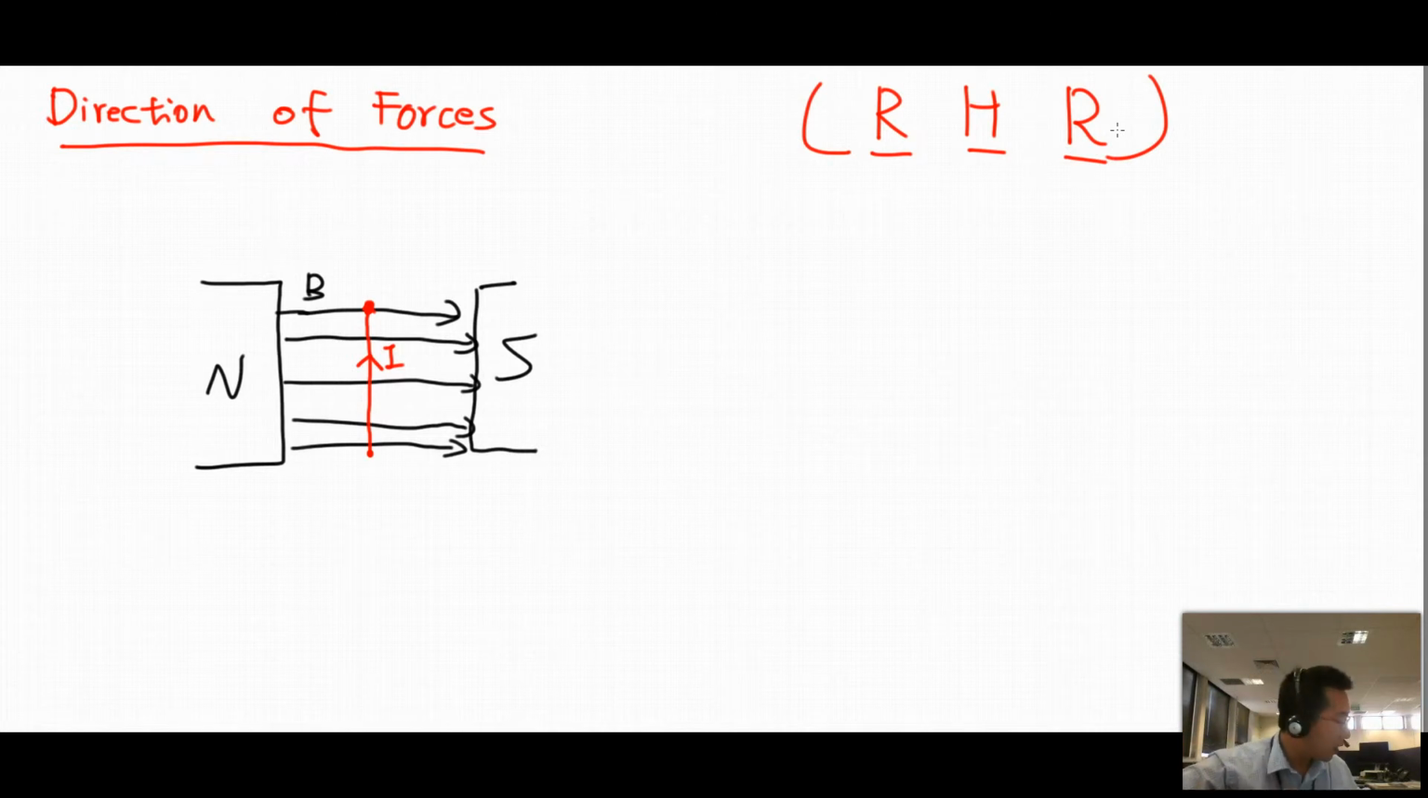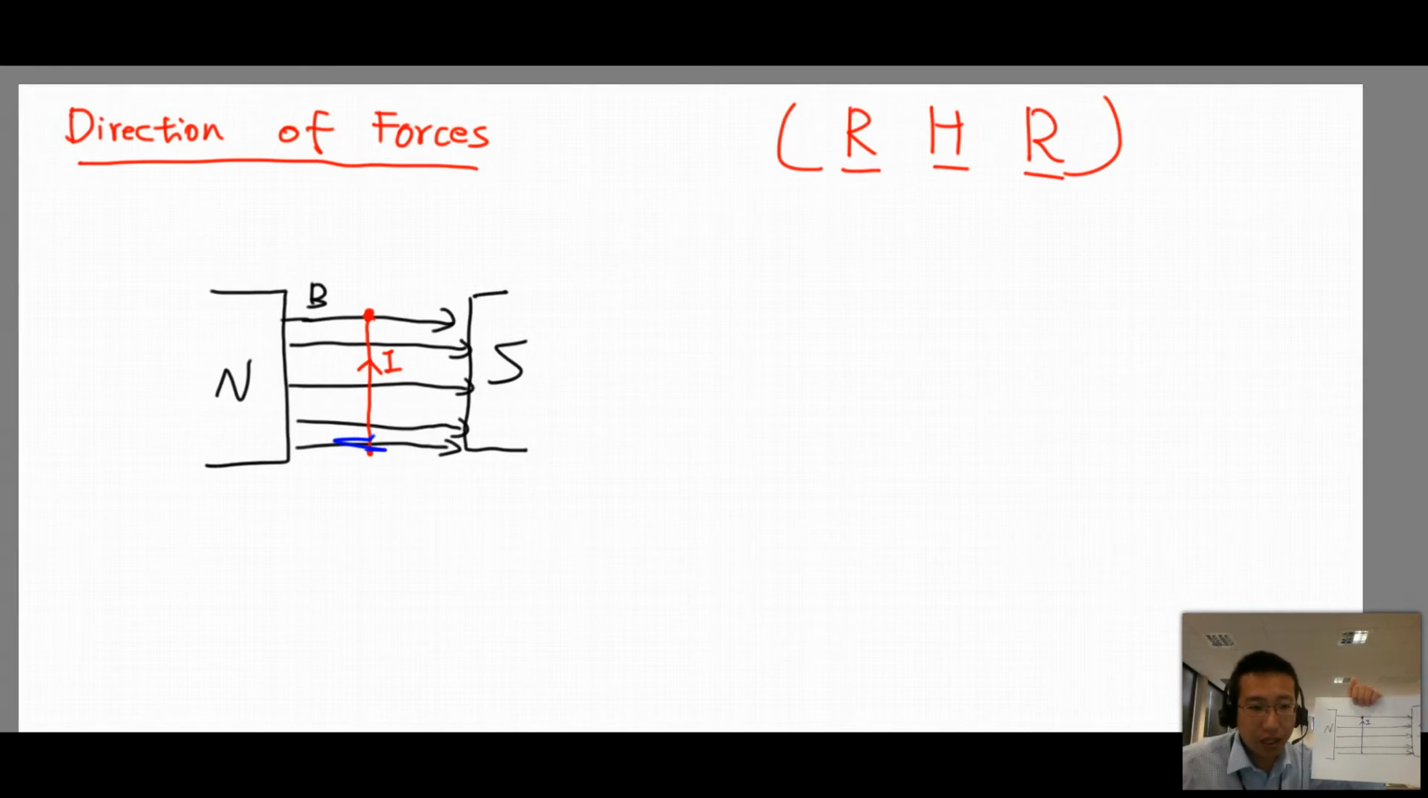Now, have a look at the diagram on your screen. In this case, I have a magnetic field and a current goes through it. I'm going to find the direction of the forces of this situation. I have the same question drawn here. Let's use my right hand rule.